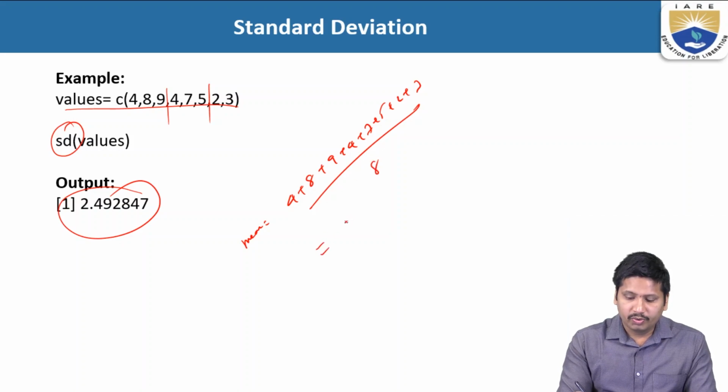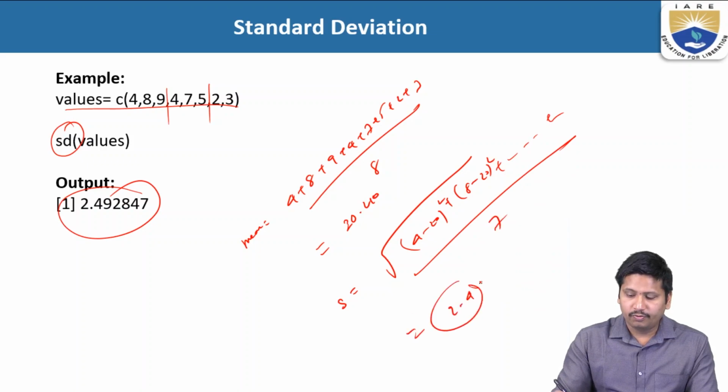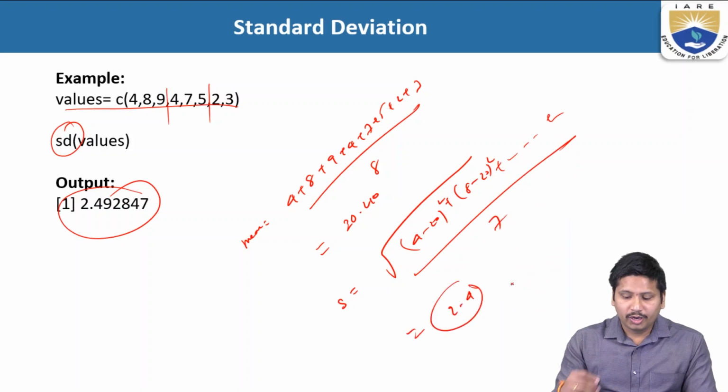If I divide, I can get the mean, something like 5.2. From this I calculate the deviation: square root of 4 minus the mean whole square, then 8 minus the mean whole square, like this, and then we have to divide by n minus 1, that should be 7, and finally I can get the result. So like this I calculate the standard deviation manually.